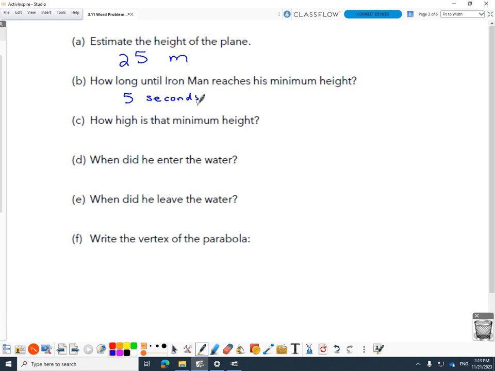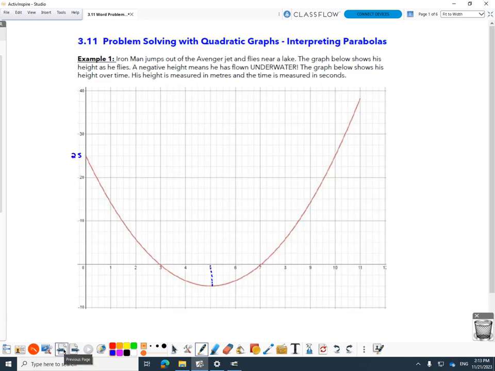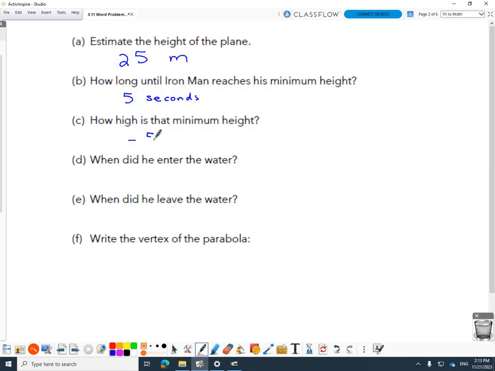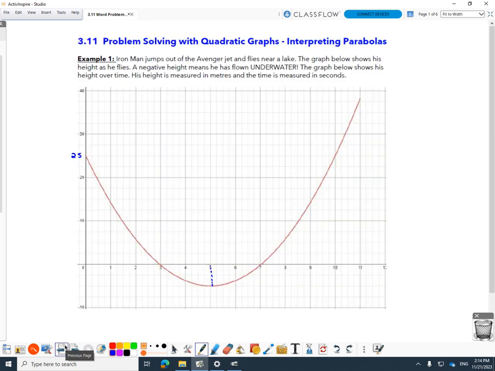Now, how high was the minimum height? What was his height at the 5 second mark? It's a weird answer: -5. You can almost never answer -5, right? Normally heights don't go to -5. But Iron Man can because he's flying into the water. So he's gone 5 meters underneath the water. When did he enter the water? 3 seconds. There it is right there.